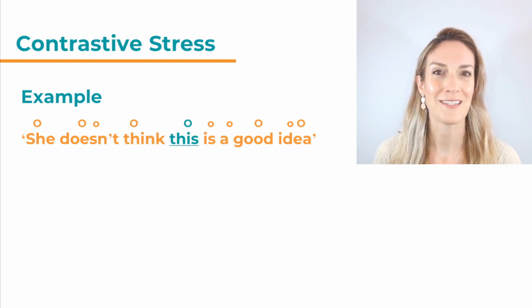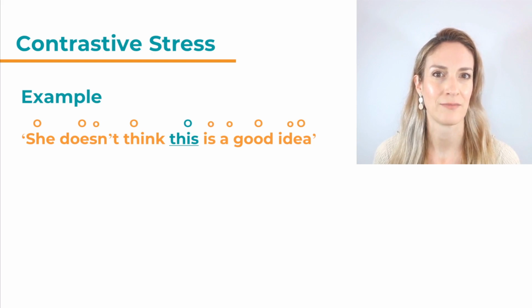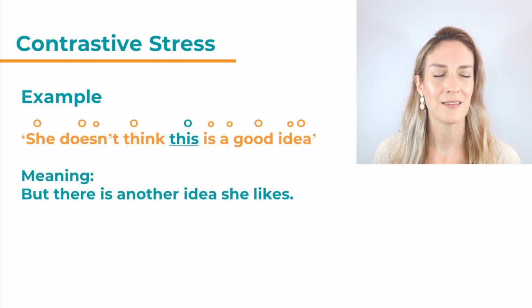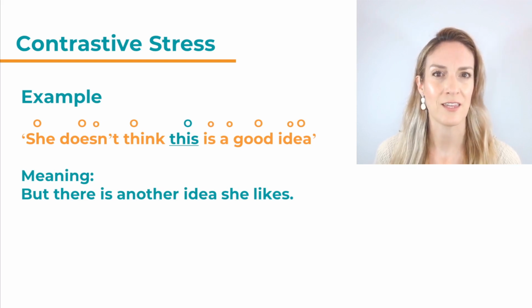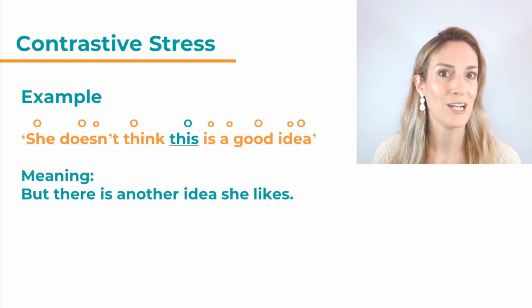Let's move the stress onto the next word, this, a determiner. Let's listen. She doesn't think this is a good idea. Here, the meaning is, but there's another idea that she likes. She doesn't think this is a good idea, but there is another idea she likes.